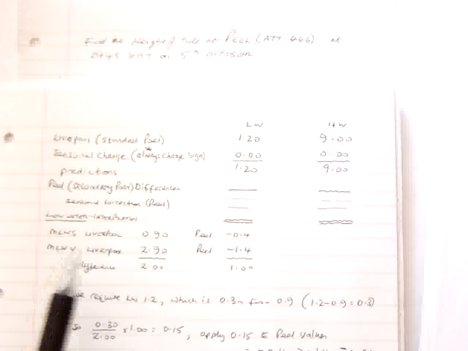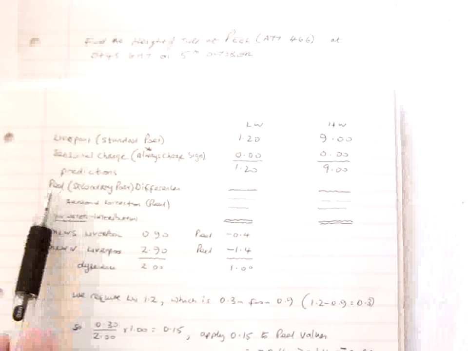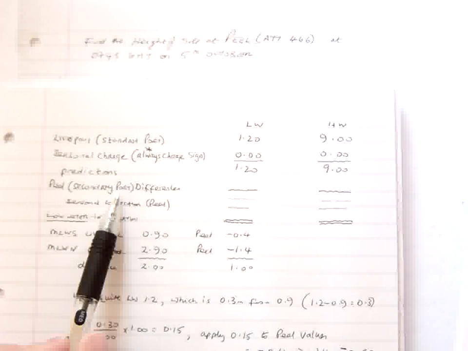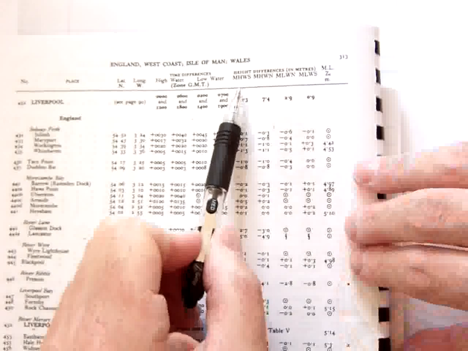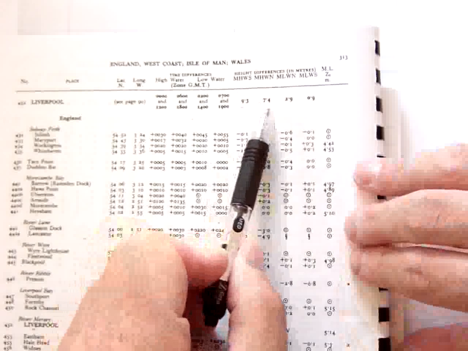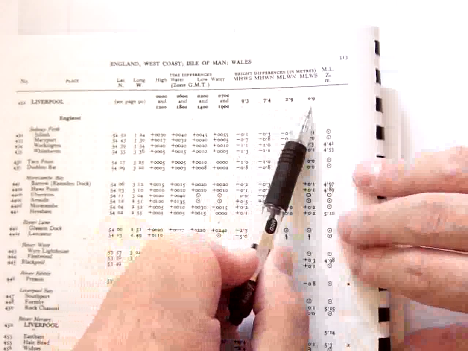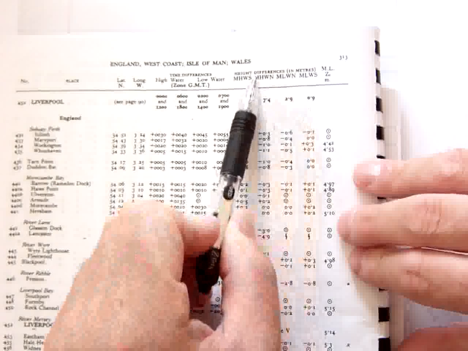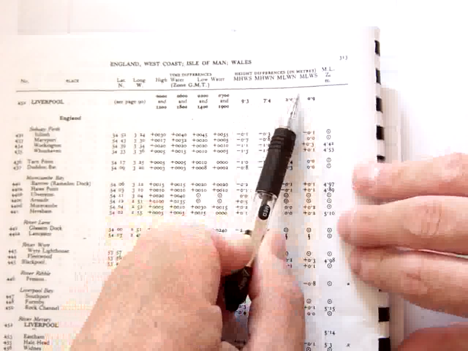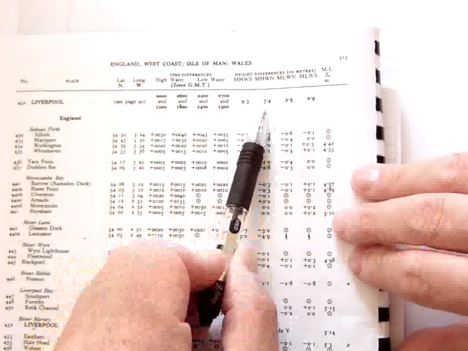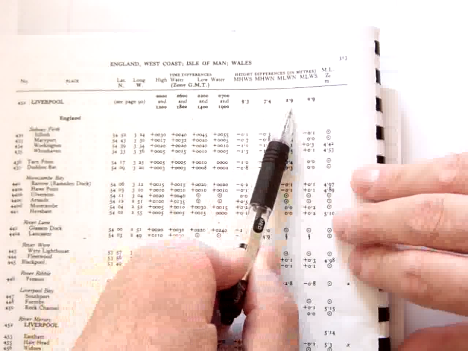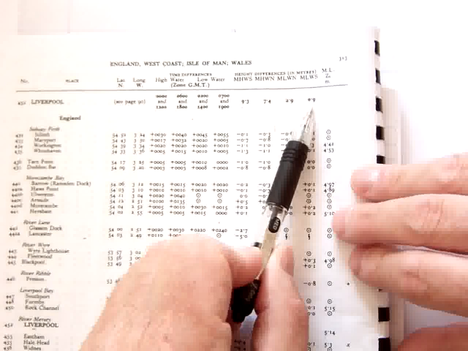What we need to do now is calculate the second correction, the difference for Peel. If we look in the tables here, along the top for Liverpool, we can see the values: mean high water springs, mean high water neaps, low water neaps, low water springs. So in other words, height differences, high water and low water. For Liverpool, springs 9.3 down to neaps 7.4, and 2.9 neaps down to 0.9 springs for low water.